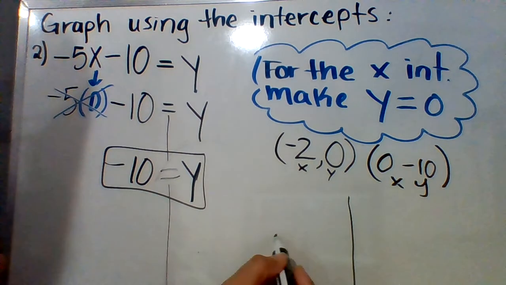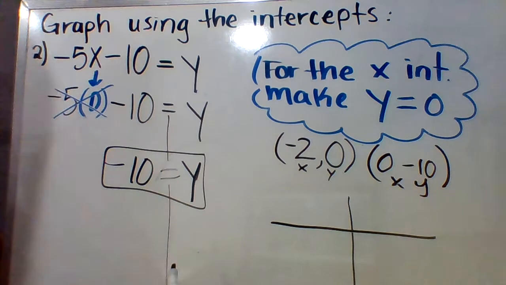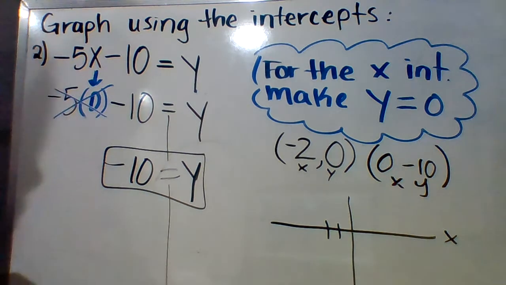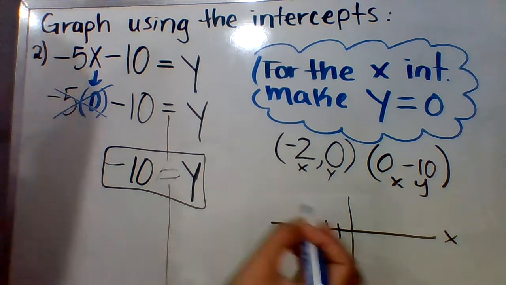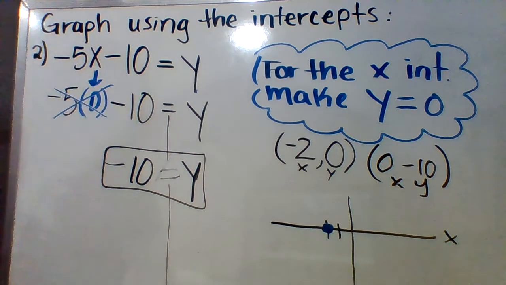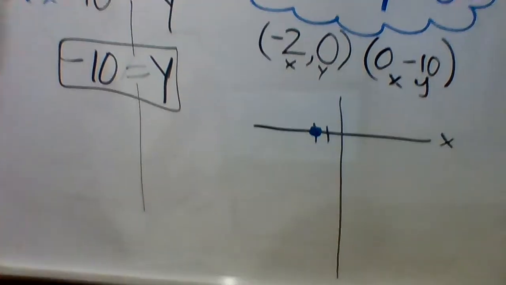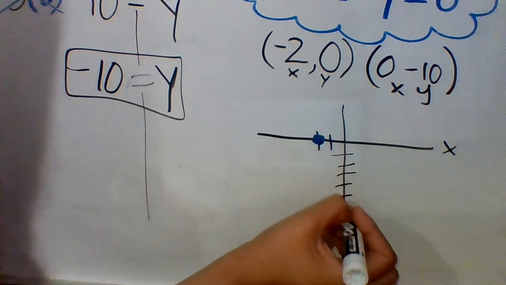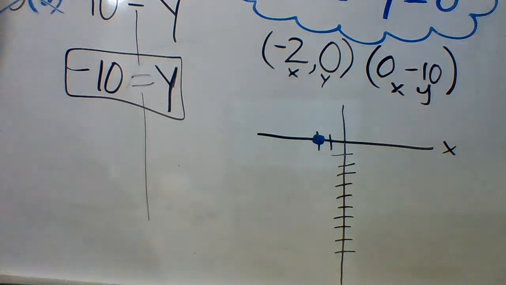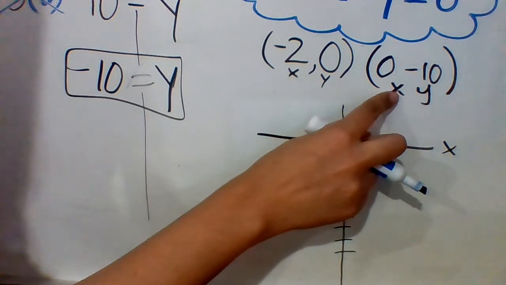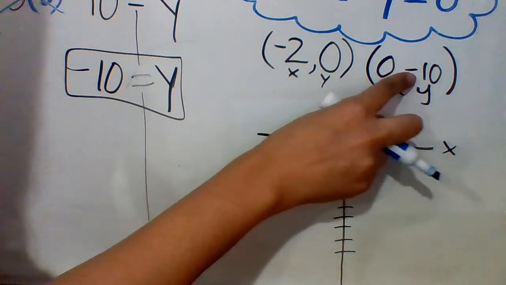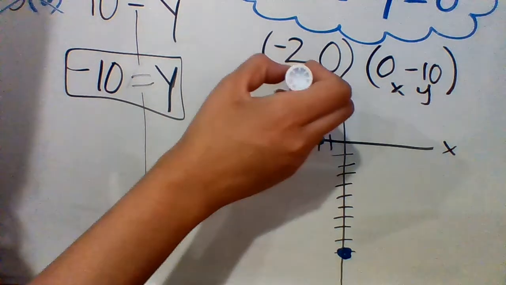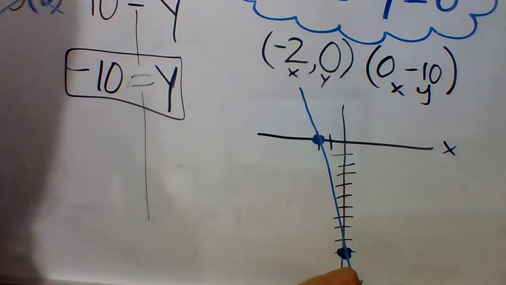When I graph this, it's going to look like this. On my x-axis, I have negative 2. I'll make a point there. And on my y-axis, I need to go all the way down to negative 10. Connect those two dots and you're done. It's a very steep line.